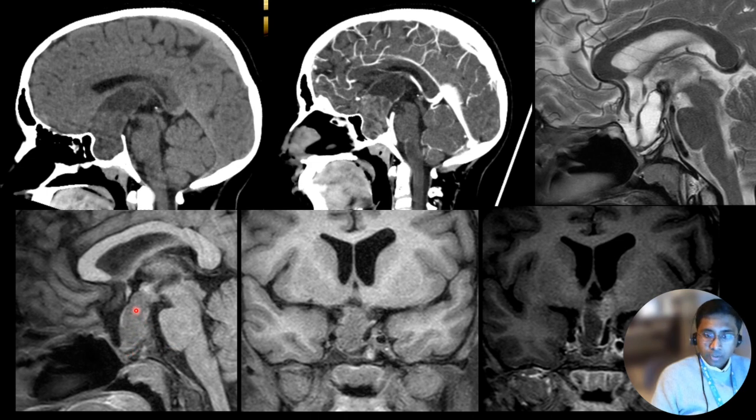No real calcifications were appreciated in the mass, and you can see these are the MRI images of the same. Again, we can see the solid component of the mass here, and we can see along the left lateral aspect some enhancing portions. So whenever we have a solid cystic mass in the suprasellar region, which is showing some degree of calcifications, and we have enhancing components, craniopharyngioma would be the first differential.